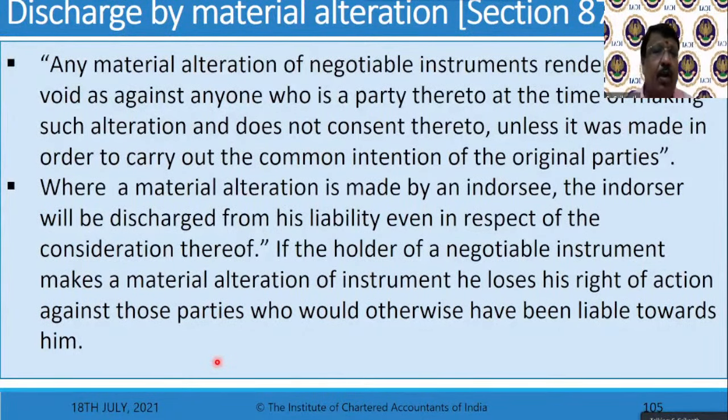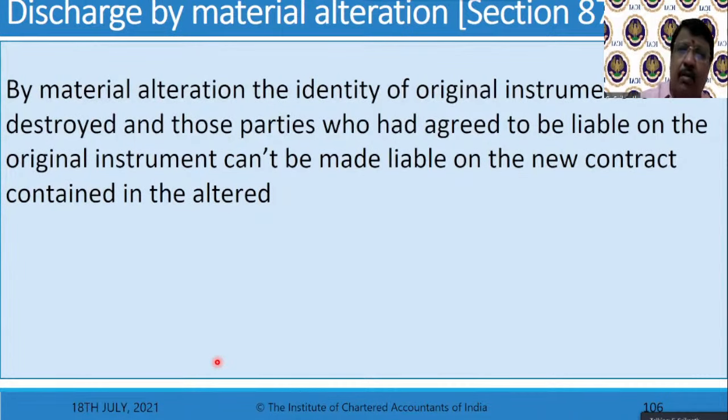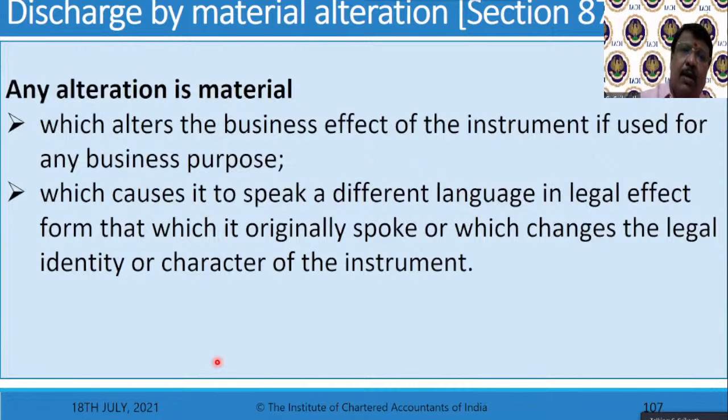What is the material alteration? The original instrument is either destroyed or defaced, or the parties who agreed to be liable on the original instrument can't be made liable, because what I signed was not this. You keep making some changes in it, you scratch out this and that, make a material alteration. I didn't sign this instrument. What I signed, you show, I will pay. This is an altered instrument, I'm not going to pay. So there's an automatic discharge by material alteration. Anything that alters the business effect of the instrument, date, amount, name, anything, making it speak differently or adding some words which are not intended, is automatically material.